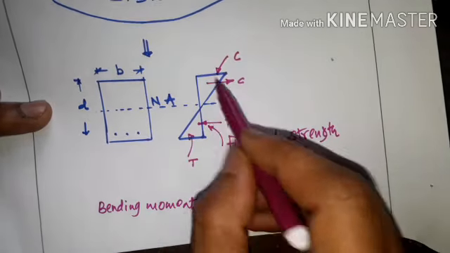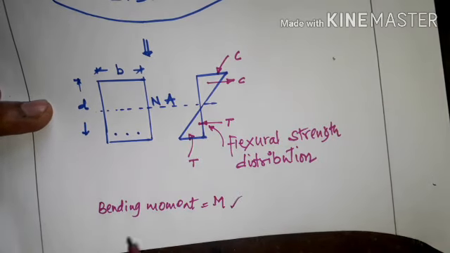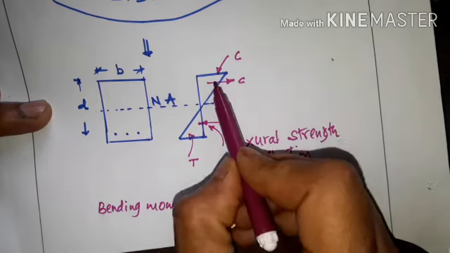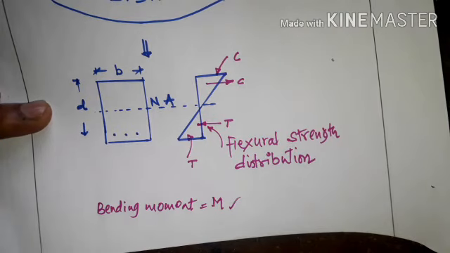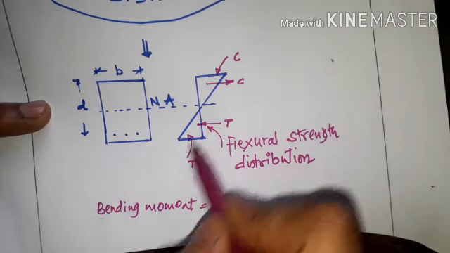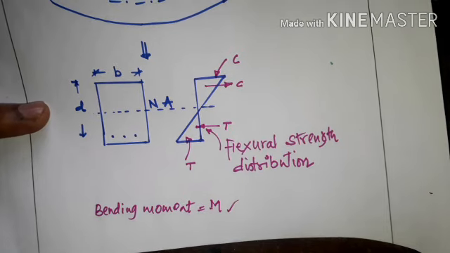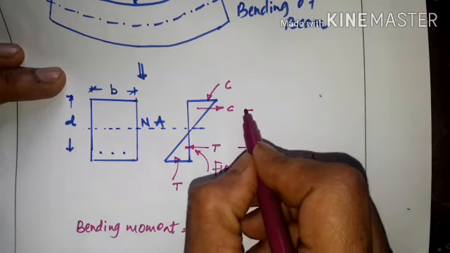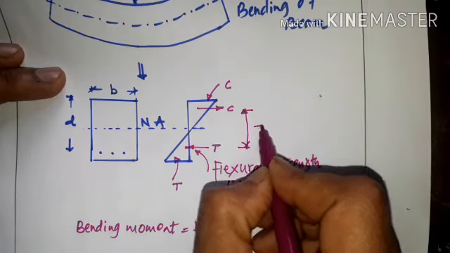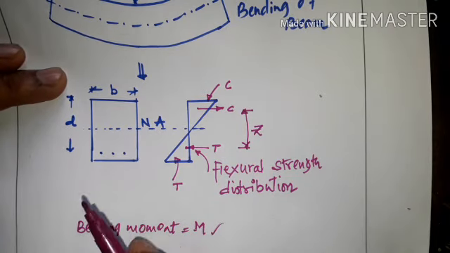Now, how will they develop a moment here? This is the external bending moment. That should be resisted by the internal moment or the internal resistance of these two forces. And how will these two forces resist the external bending moment? The C and T will act at a distance Z from each other, or we call it the lever arm. Means what will happen?